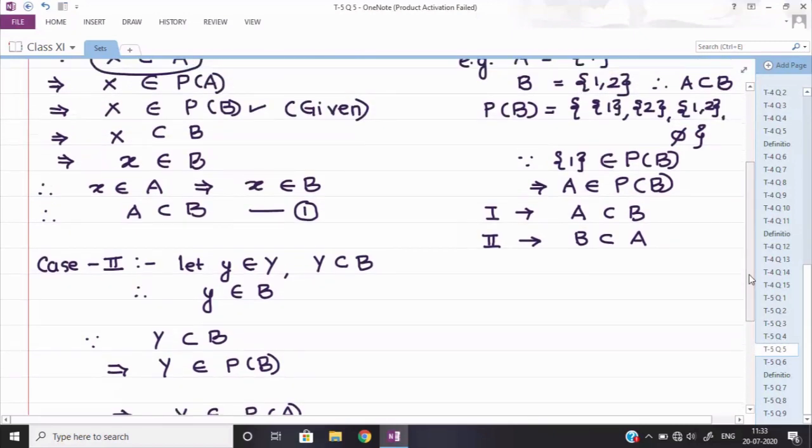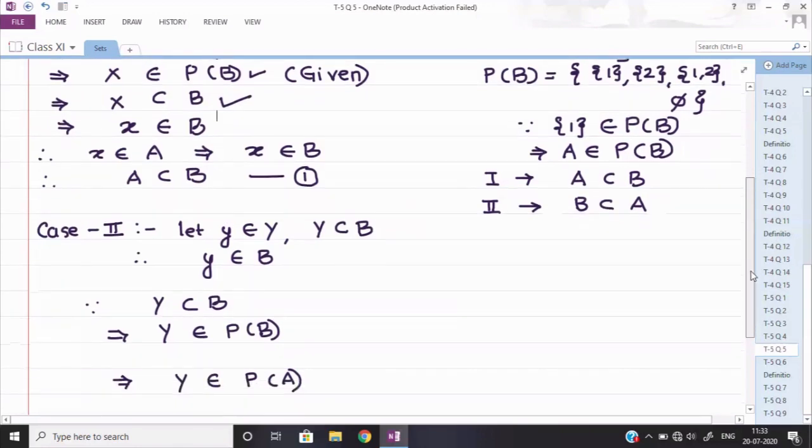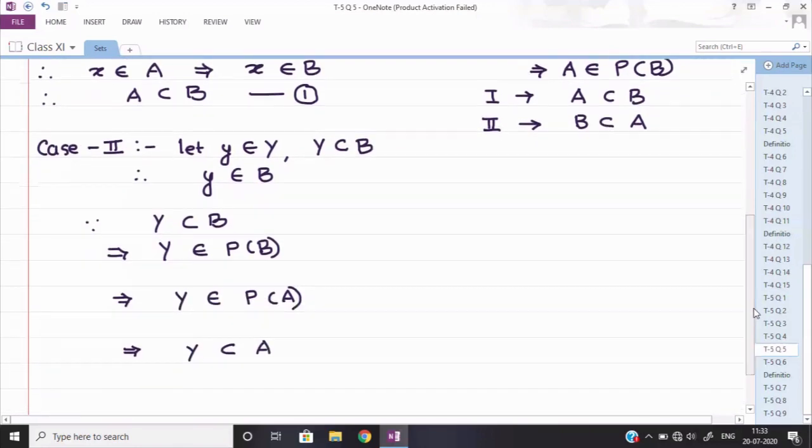In that case also, see, we have taken x belonging to the power set of A, then we got x belonging to the power set of B, and then we have written x is a subset of B. In the same way, y will belong to the power set of B because it is a subset of B, and then y will belong to the power set of A because the power set of A and the power set of B are given equal. And if y belongs to the power set of A, then definitely y will be a subset of A.